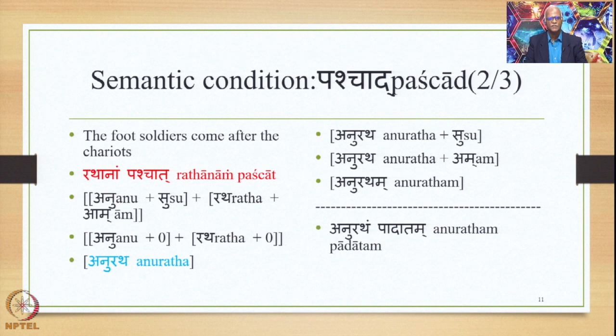Now when we use anuratha in the sentence, we add the pratyaya su to it. So we have anuratha plus su. Now because anuratha is an avyayibhava samasa which ends in short a, this su is substituted by am by the sutra navyayibhavad atomtva panchamyaha, which we have studied before, and then we have anuratha plus am, and then we apply the sandhi rule and we get the subanta form anuratham. And then when we use this in the sentence, we say anuratham padatam vartate, the foot soldiers come after the chariots. This is how we shall use the avyaya in the sense of paschat and form the avyayibhava compound and use it in the sentence.